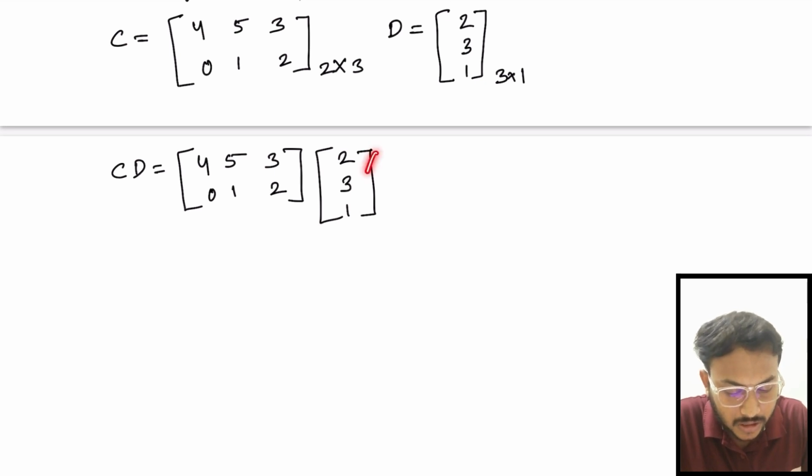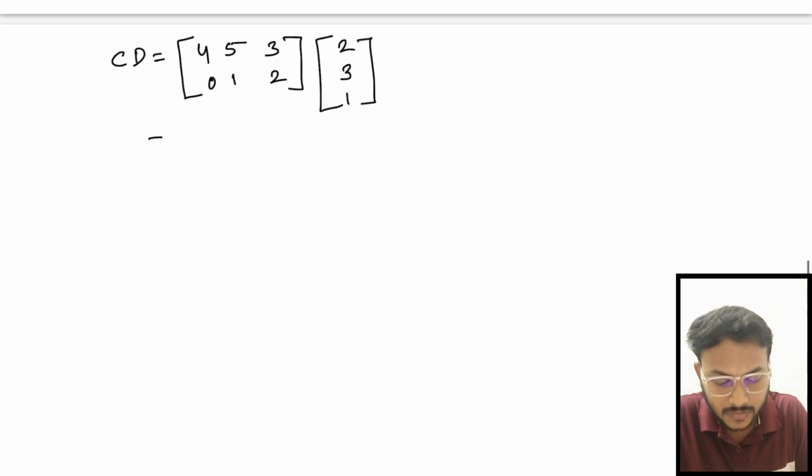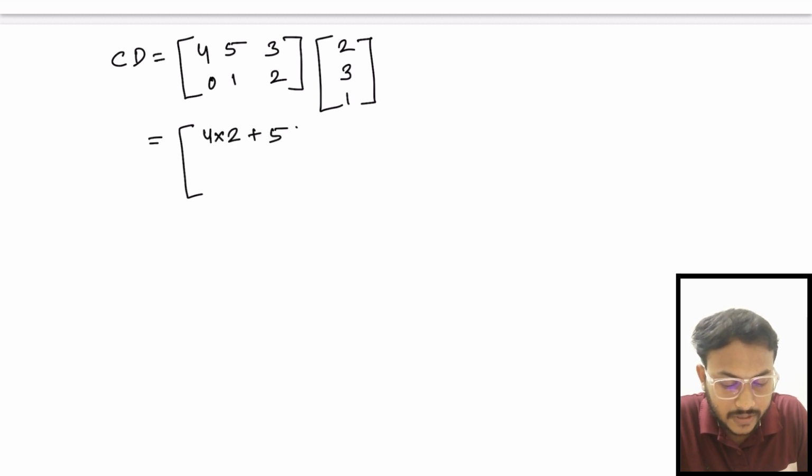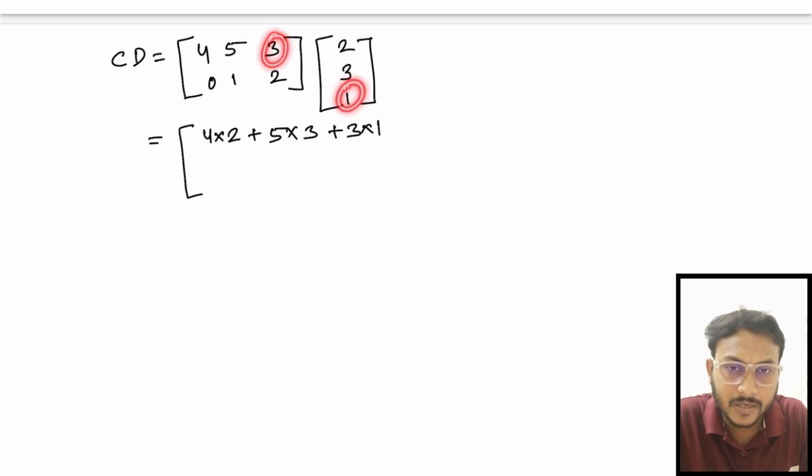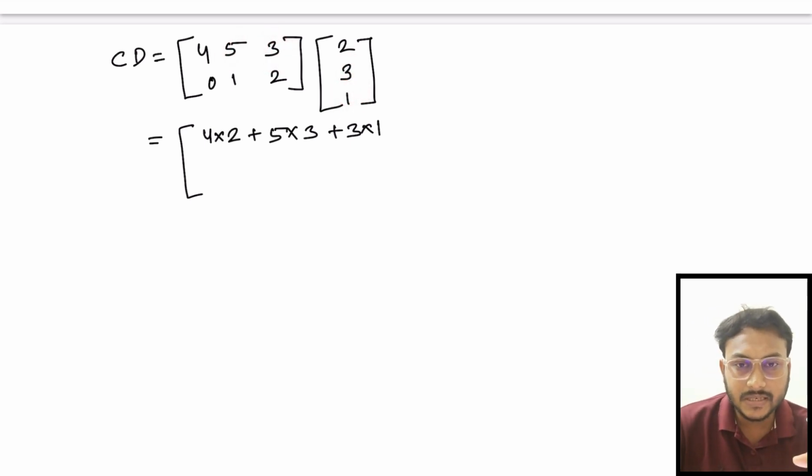So there are no more columns here, only one column is there. So after multiplying this row and this column, we have to multiply this row and this column. Okay, so how will we get that? So 4 into 2 plus 5 into 3 plus 3 into 1. Okay, what we have done, we have multiplied the corresponding elements. Then we have to add them.